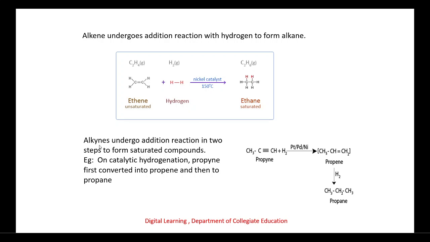When we take alkynes, which are triple bonded, they undergo addition reaction in two steps to form a saturated compound. For example, when I take the alkyne propyne, there is an addition of hydrogen across the triple bond to give propene, and this further reacts with hydrogen to form the saturated hydrocarbon, that is propane. Hence it is a two-step process for an alkyne to get converted to an alkane.